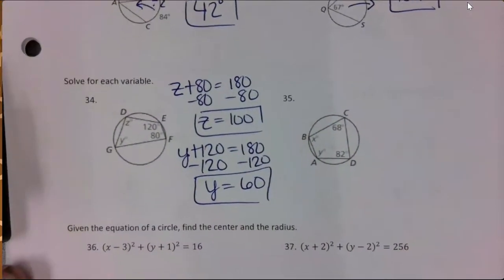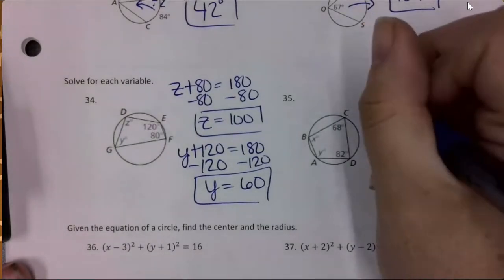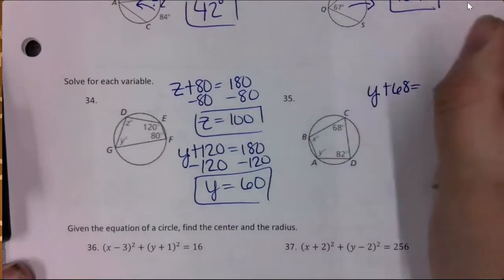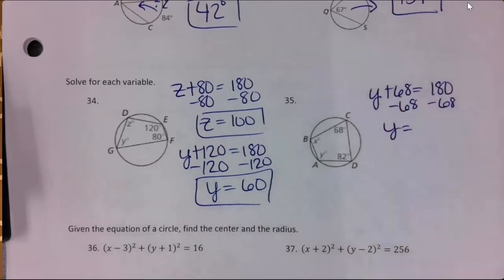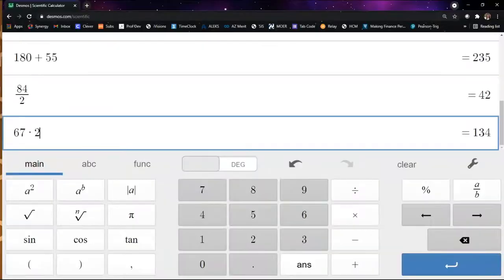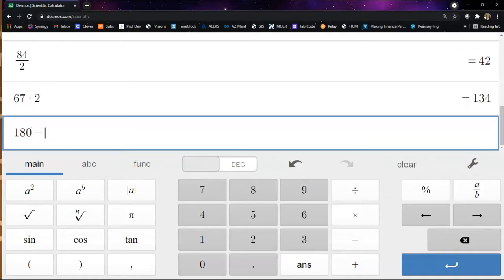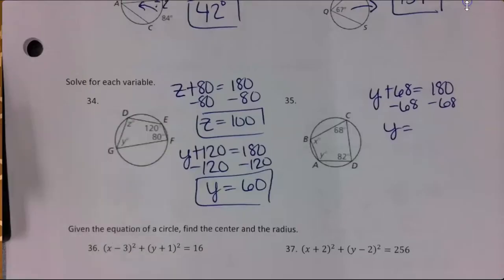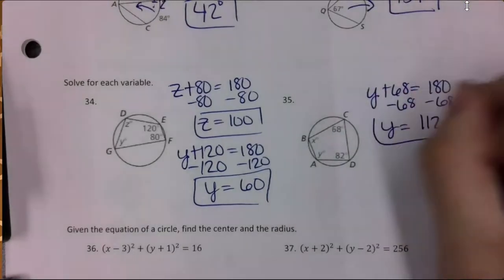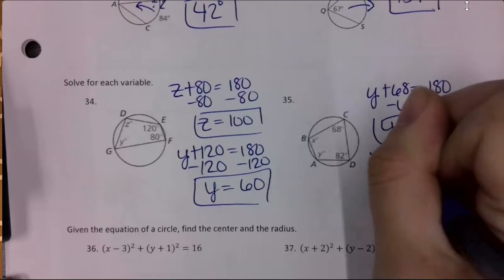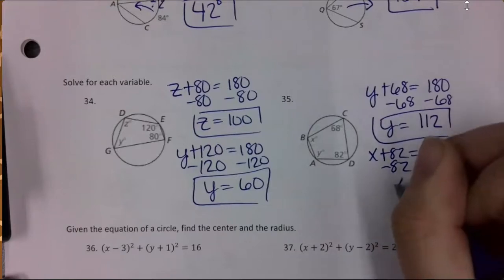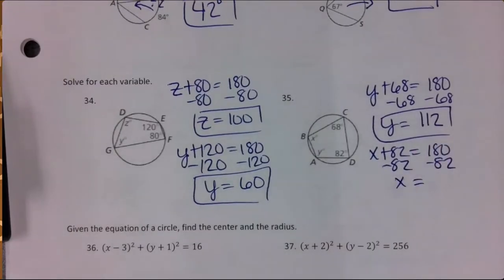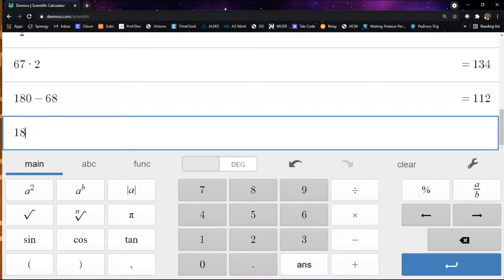So same thing on number 35. Opposite ones add to 180. So I'm going to have y plus 68 equals 180. I want to subtract 68 on both sides. I get y equals, this one I can't do in my head, 112. Then I'm going to have x plus 82 equals 180. I want to subtract 82 on both sides. I get x equals, let's go back to decimals, 98.